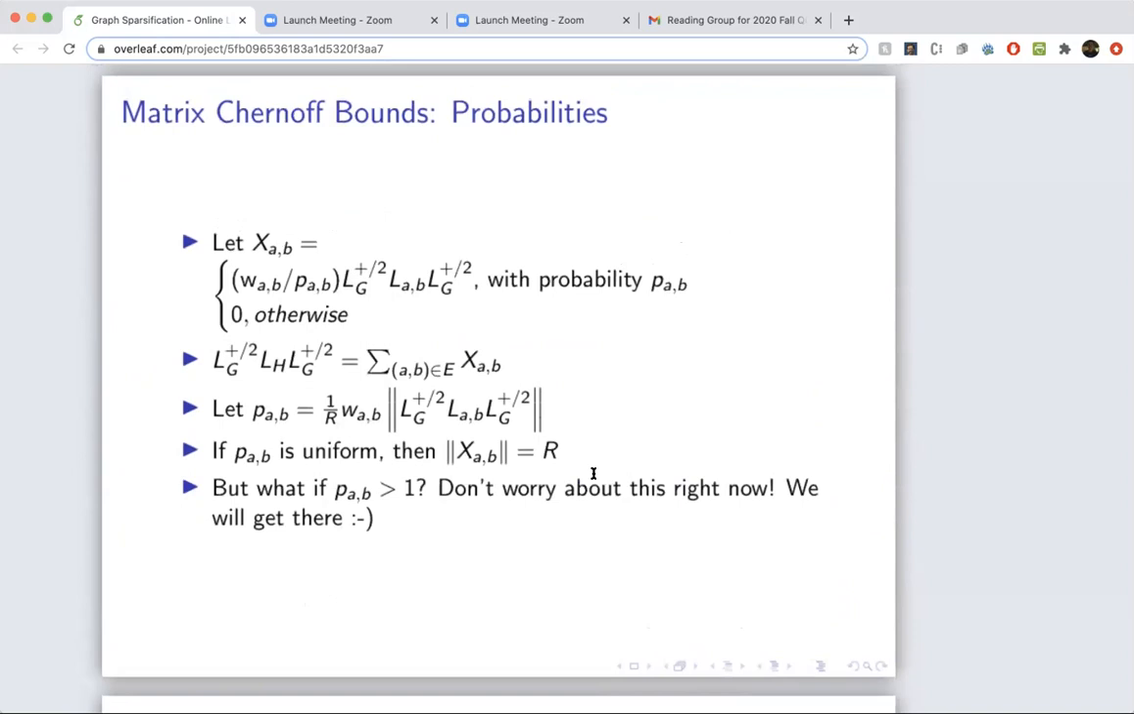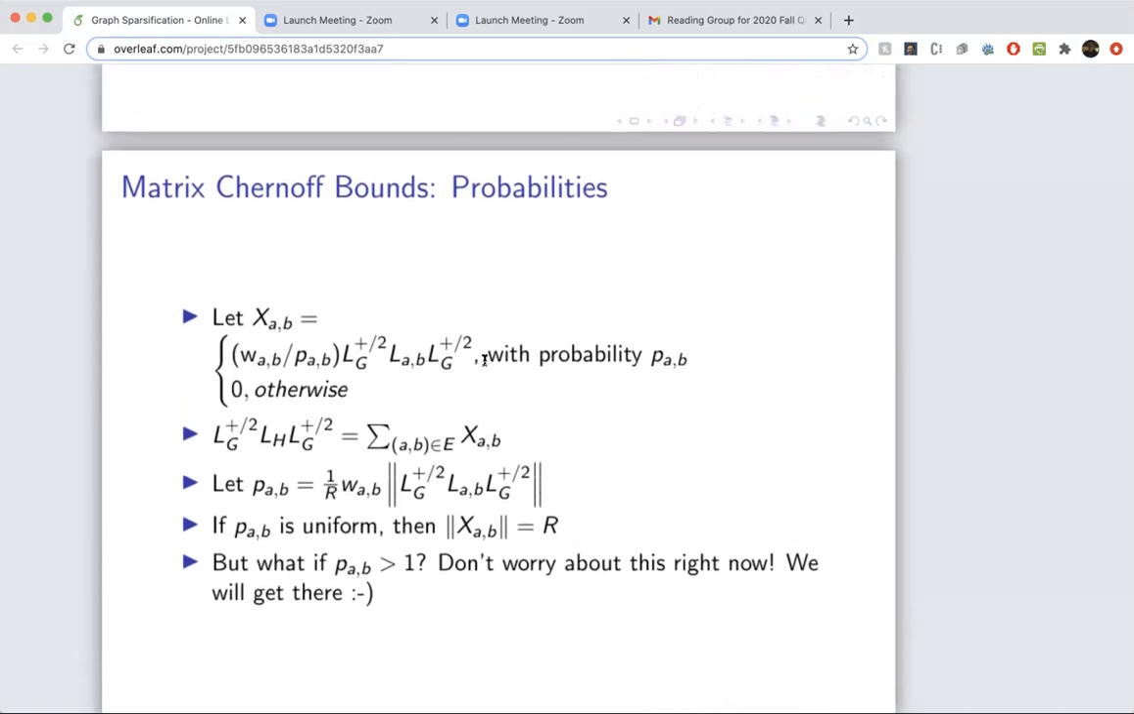So a little bit more notation now. And please stop me at any point, because I think the notation does get a little bit dense, but it simplifies pretty quickly. If we create a matrix X_{a,b}, and we let X_{a,b} equal this term here, W_ab over P_ab times LG plus over 2, L_ab, LG plus over 2. Remember, this is the elementary Laplacian of the graph that contains only the edge between vertices a and b with edge weight 1. And we say that's with probability P_{a,b}, and 0 otherwise. Then you'll notice that we get LG plus over 2, LH, LG plus over 2 is going to be equal to summation over all the edges.